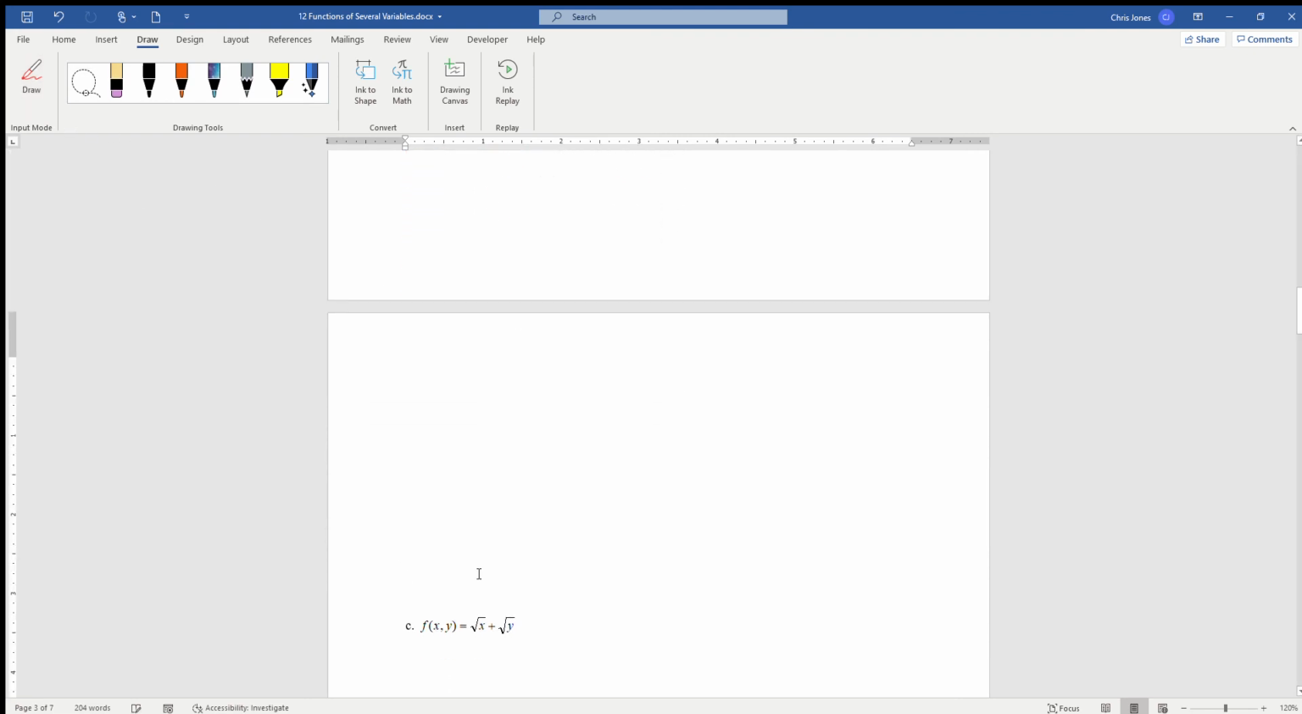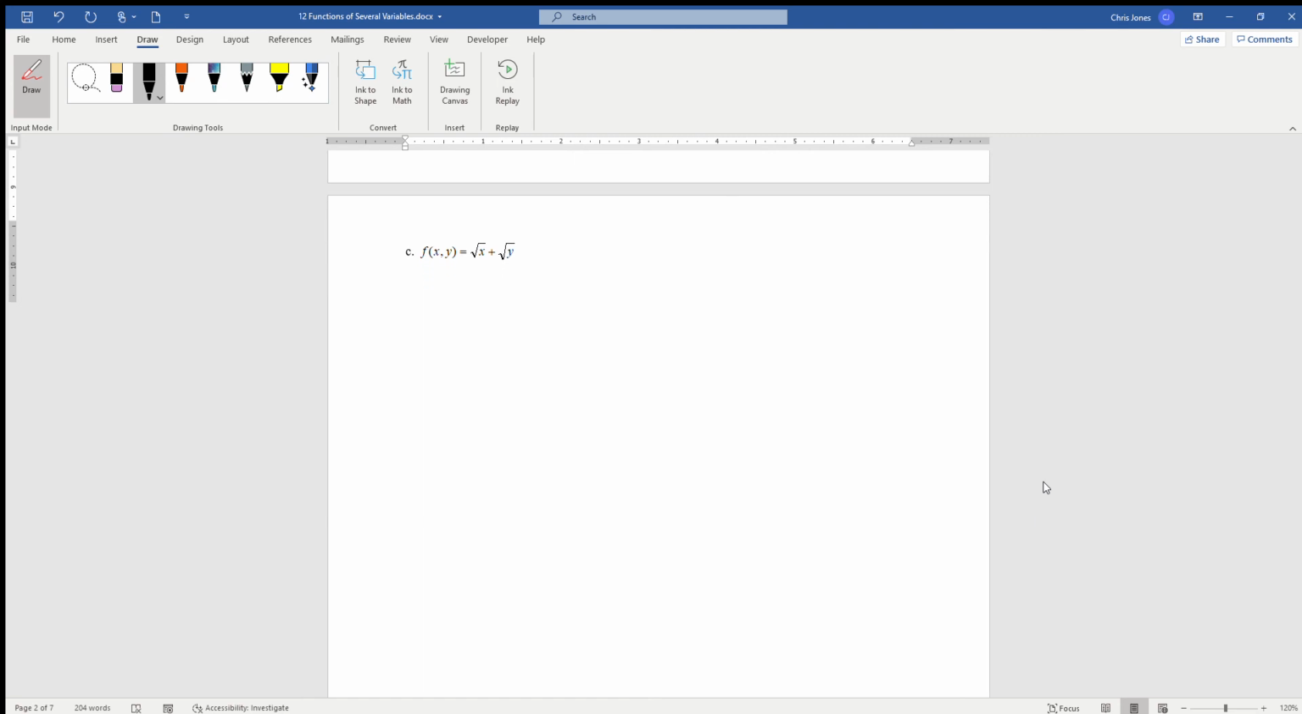This time we have root x plus root y. So maybe pause the video here, give yourself an opportunity to see if you can figure that out, and then come back to see if you are correct. In the meantime, I'm going to work this through. So f(1, 1), that's really easy. That's root 1 plus root 1, which is 2. And again, that means the point (1, 1, 2) is a point somewhere on this function.